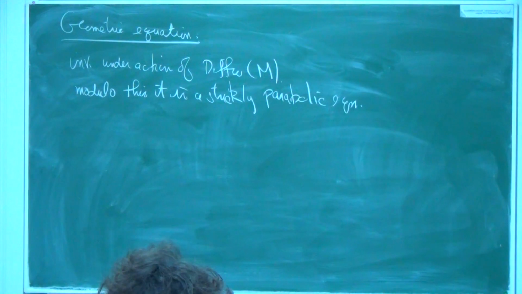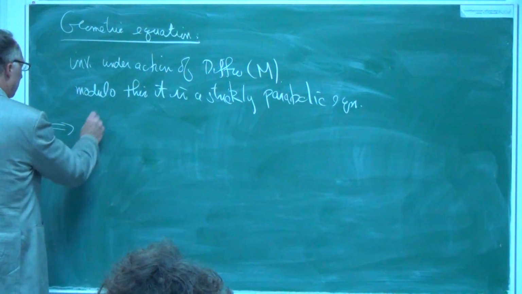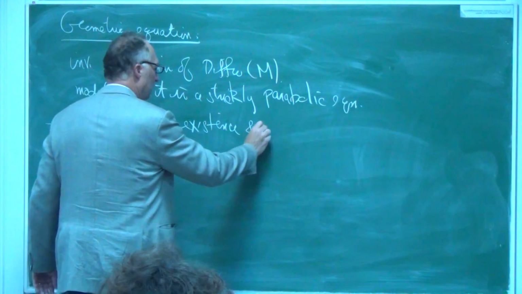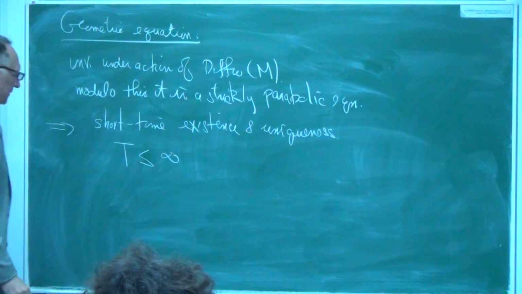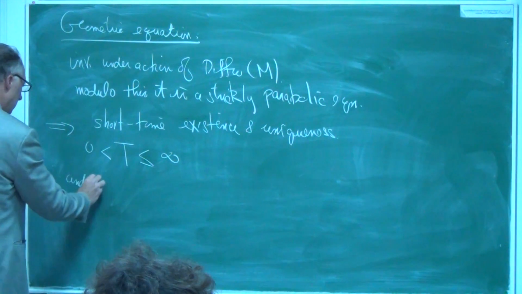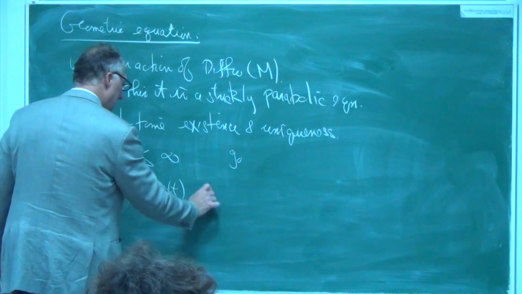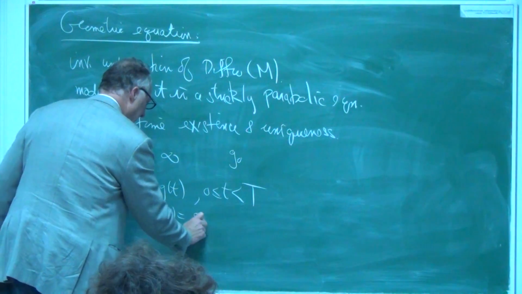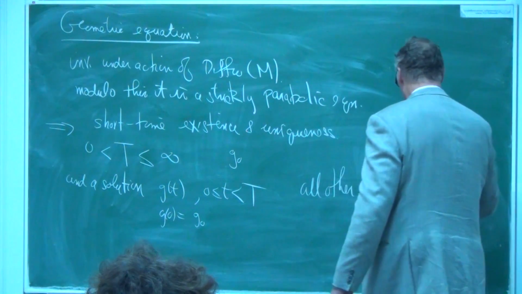So if you take an appropriate slice to the action of the diffeomorphisms and you write this equation restricted to the slice, it's a strictly parabolic equation. And so you see that, in fact, we have short time existence and uniqueness. That is to say, there's some capital T, finite or infinite, but certainly positive, and a solution. So for an initial metric g naught given, a solution g of t defined from 0 up to, but not including, this time. g of 0 is the initial metric. And all other solutions are subsolutions of this.